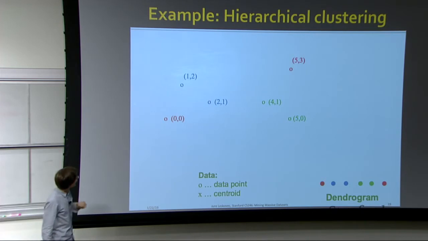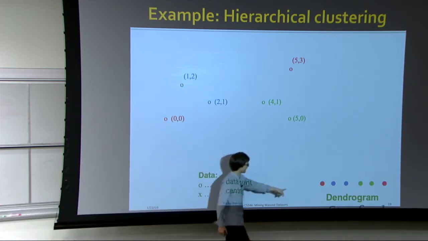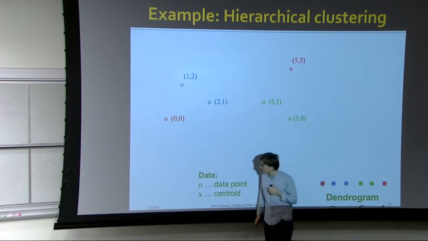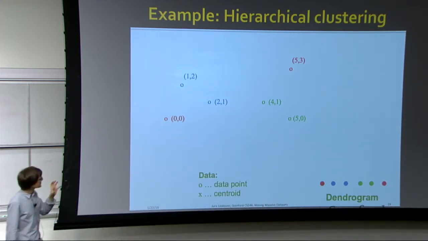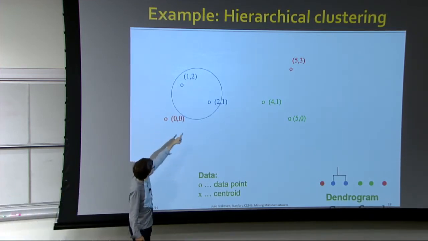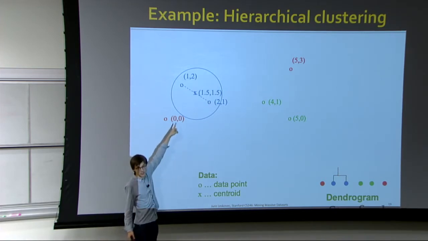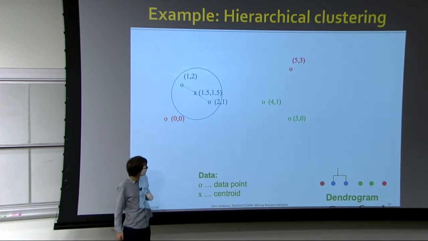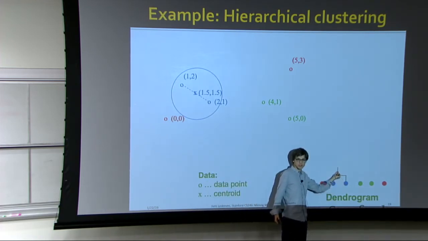To give you an idea, imagine I'm given these six data points. So the first thing I will do is I think of every data point as a separate cluster. Here are my six data points. And then I measure pairwise distances between the data points, and I merge the two closest ones, right? And the two closest would be these blue points. So I combine them. I compute the centroid, which is just the average of the two. So it's 1.5, 1.5. And in my dendrogram, I denote that I merged the two points.